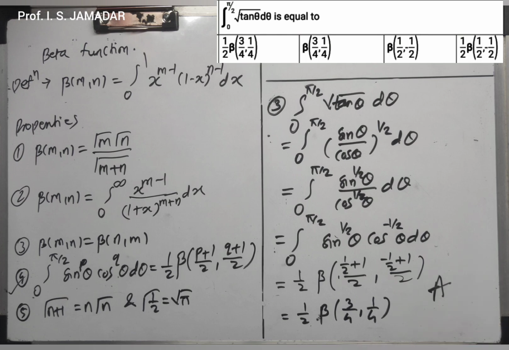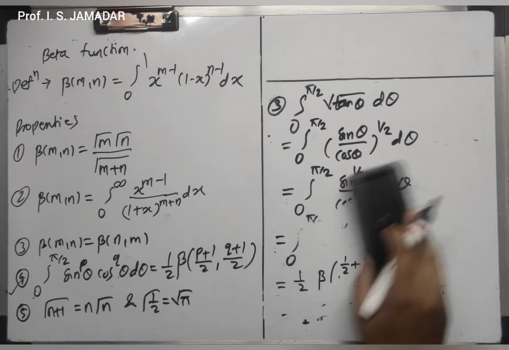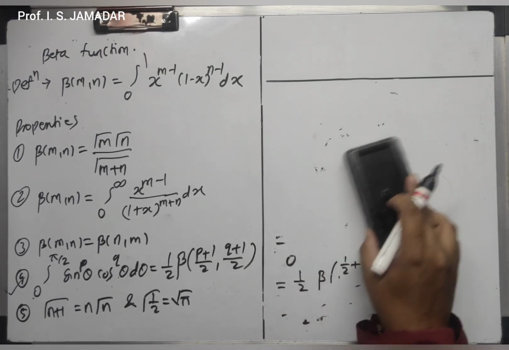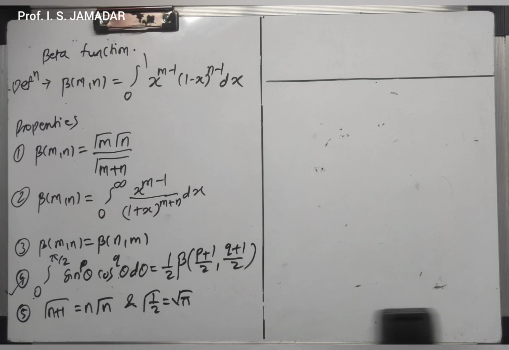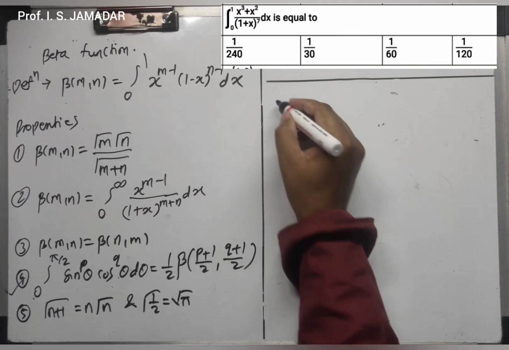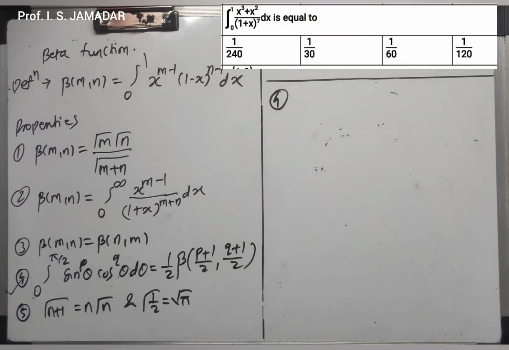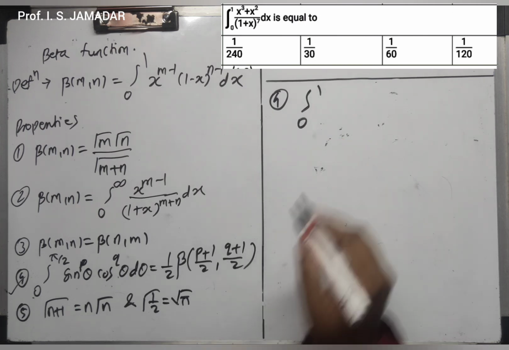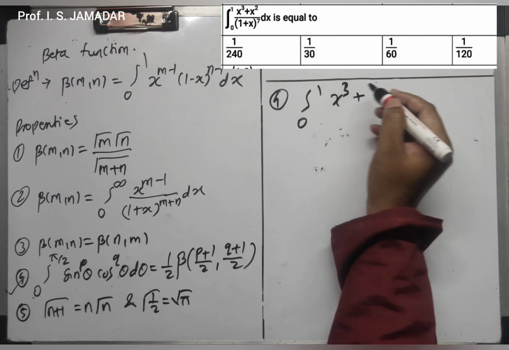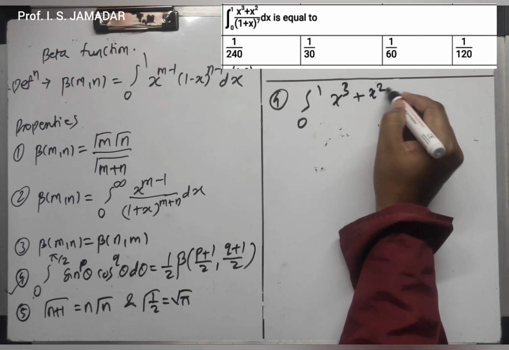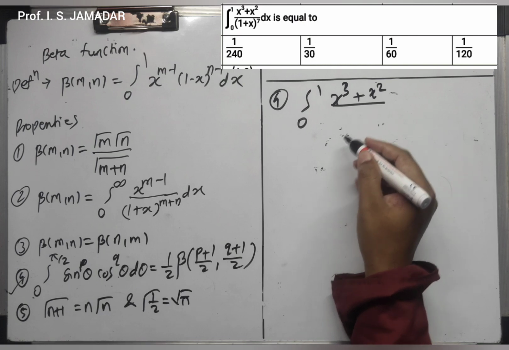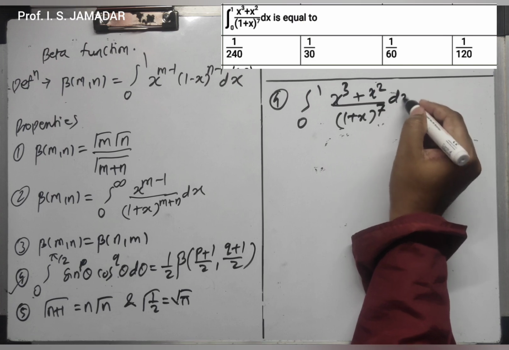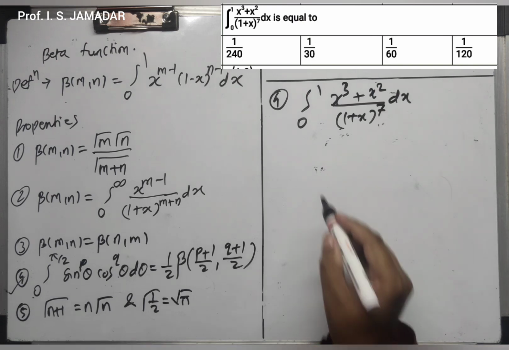Option A is for question number 3. Okay, let us consider question number 4. Question number 4 is integration 0 to 1 of x raised to 3 plus x square divided by 1 plus x raised to 7 dx.